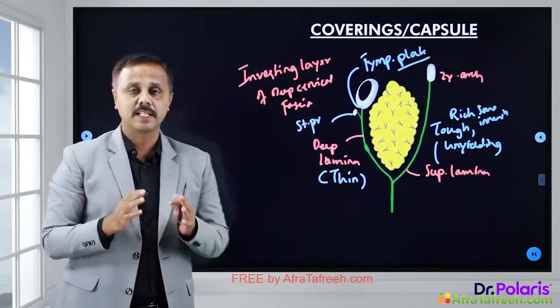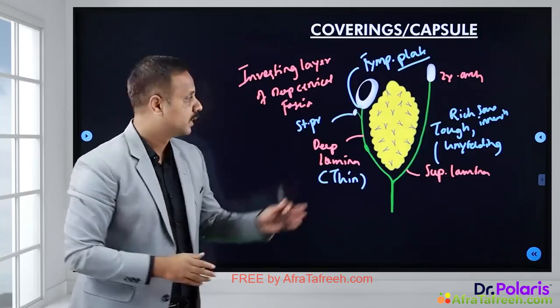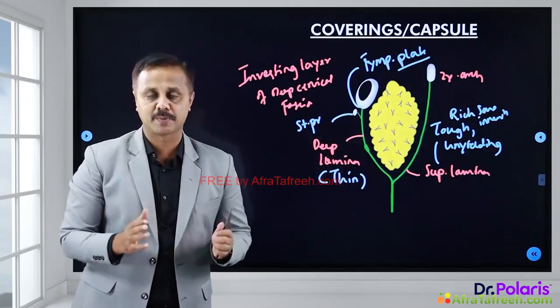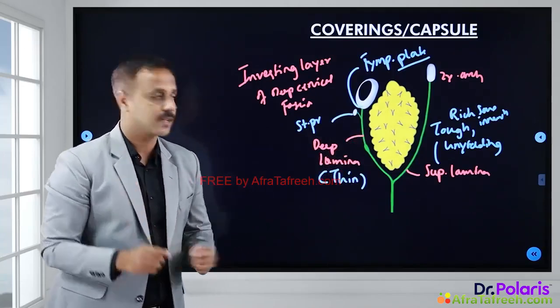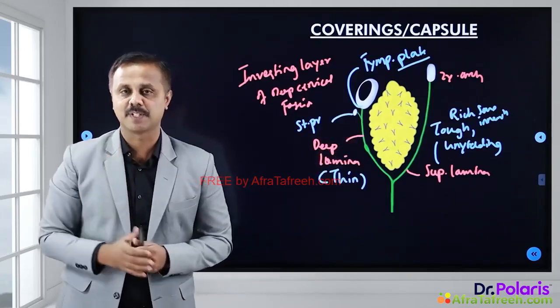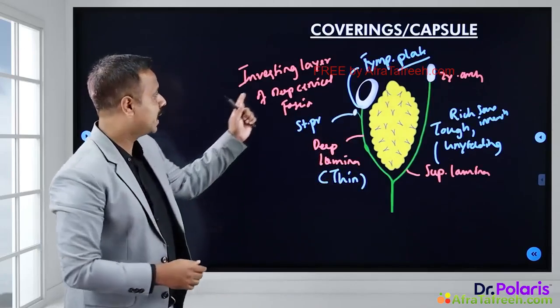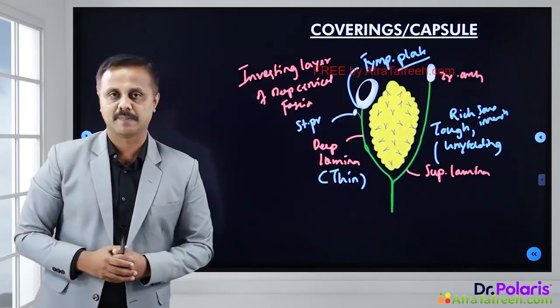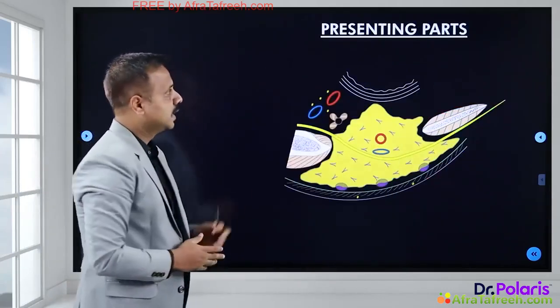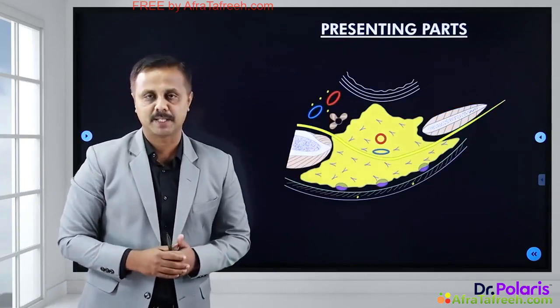This can be asked even in exams, right? The cause for the extreme pain which can occur in parotid swellings. Remember, it is because of the unyielding nature of the anterior part of the capsule or the superficial part of the capsule, which is formed by the investing layer of deep cervical fascia. Right? This is regarding the capsule. Then what about the presenting parts?